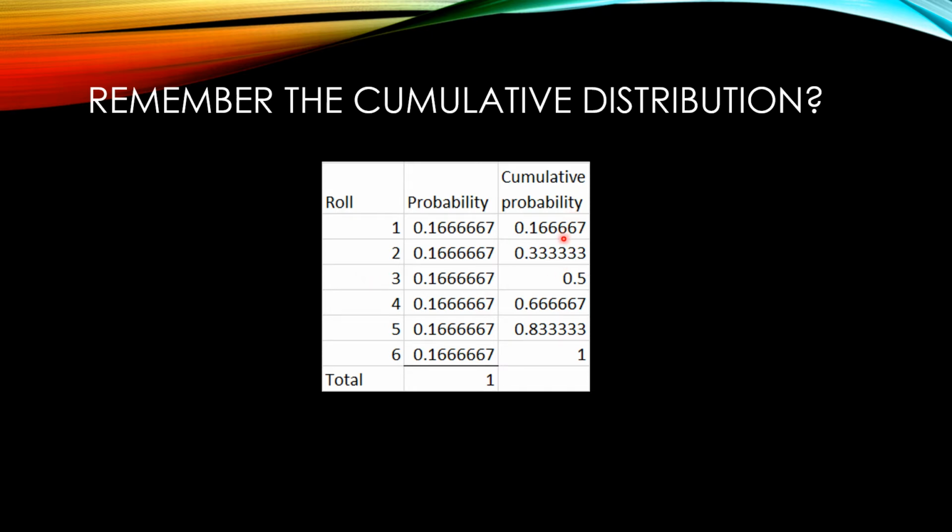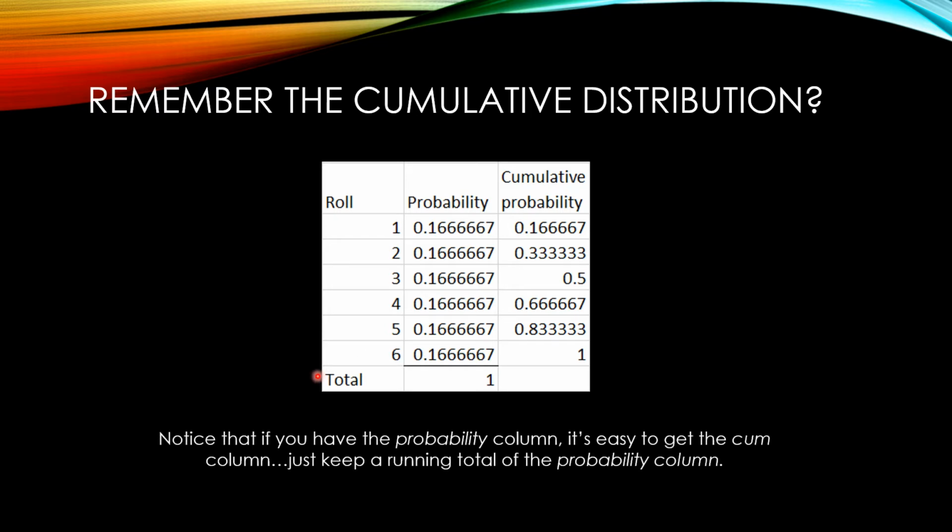But this column's really easy to generate from any probability distribution simply by keeping a running total. This number plus this number is this number, the sum of these 3 is this number, the sum of these 4 is this number, of these 5 is this number, and the sum of all 6 is, of course, 1. When you're dealing with cumulative probability, that last entry is always going to be equal to 1, because there's a 100% chance that on a die, for example, I'll get a roll of 6 or less.